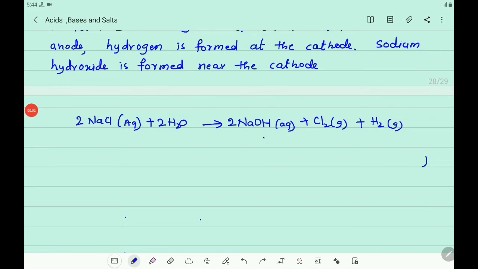And you know that an aqueous solution of sodium chloride is called brine. This is brine. Brine means it is the aqueous solution of sodium chloride. This is the caustic soda or sodium hydroxide.